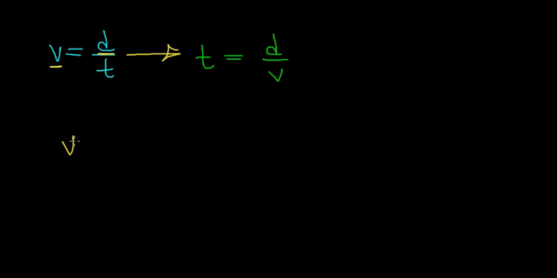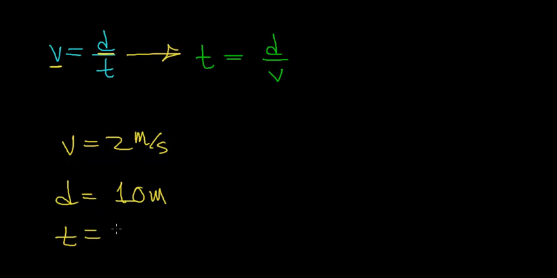So suppose you have an object moving at a constant velocity of 2 meters per second. And let's say we measure the distance over which this object is traveling, and let's say this object moves a distance of exactly 10 meters. And we want to know how long it takes for that object to travel that 10 meters.